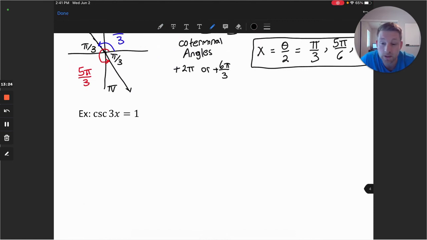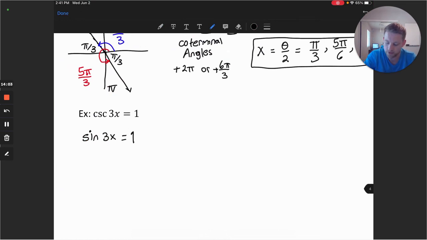One thing that might be helpful here is to rewrite this as a basic trig function. The secant function is the reciprocal of our cosine function, so we could rewrite this as the cosine of 3x is equal to, well, 1 over 1. Since that's equal to 1, we could just rewrite that as simply 1. So when we take the reciprocal of 1, it's still 1. So this is an equivalent equation that we can solve to find the value of x.